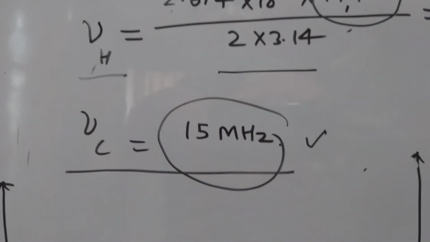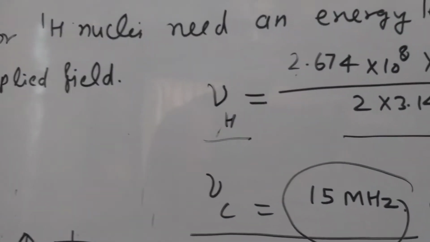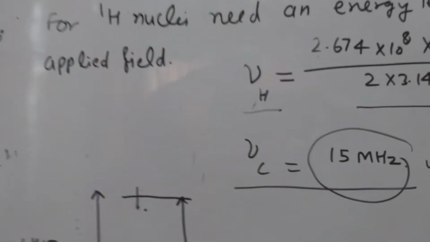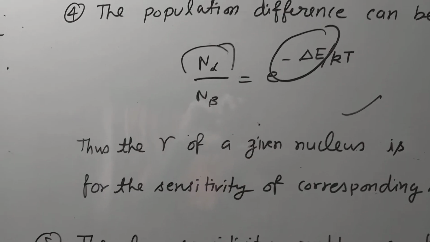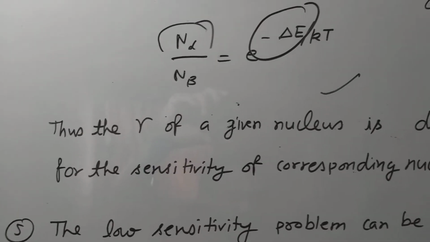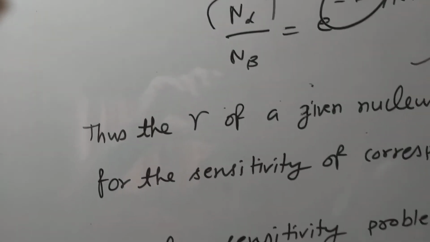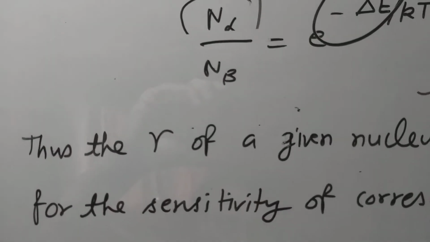And now we will try to understand the effect on the sensitivity of recording the NMR spectra of both these nuclei by considering their population. Here we are using the population difference equation in terms of the Boltzmann equation, Nα/Nβ equal to exponential of minus ΔE upon kT. It means the more the energy spacing between the two concerned states, the more will be the population difference between the nuclei.